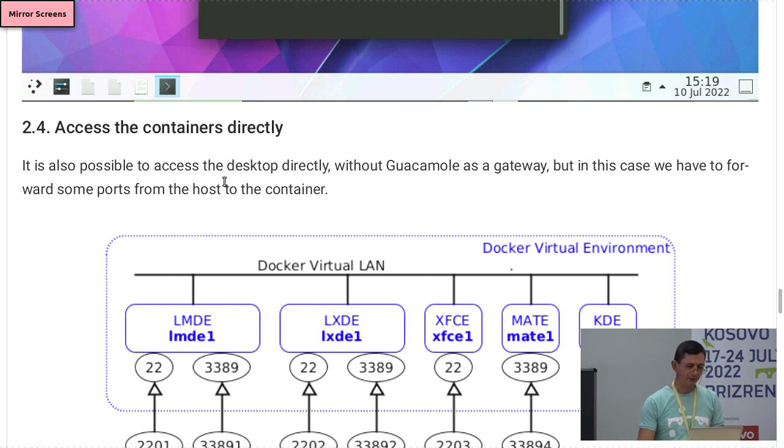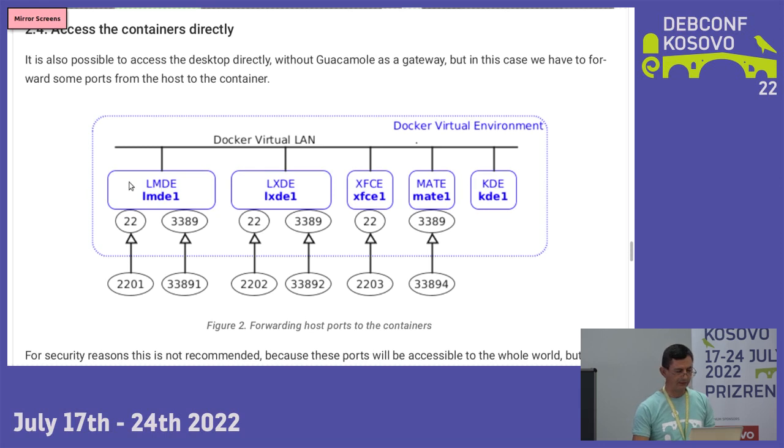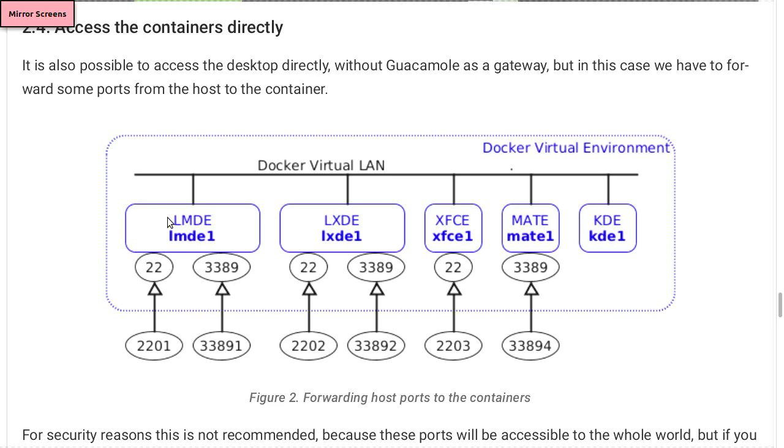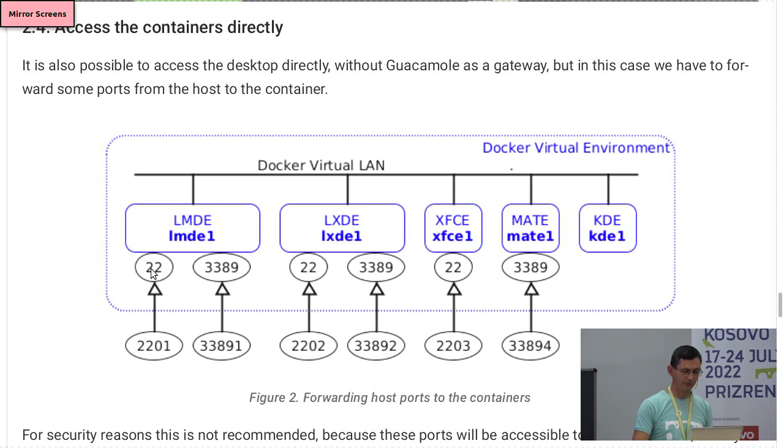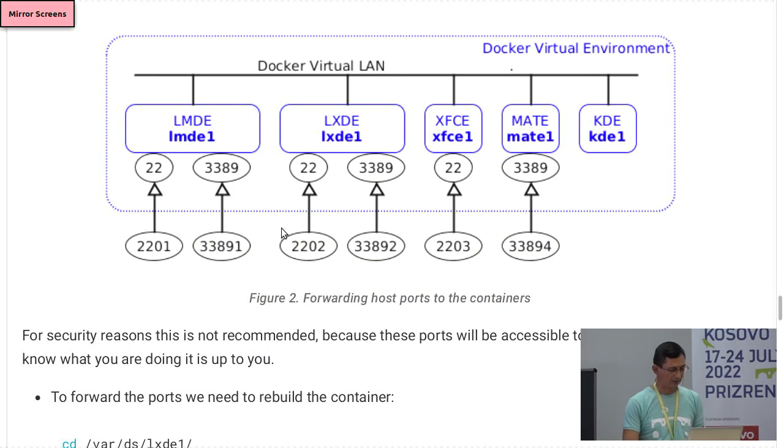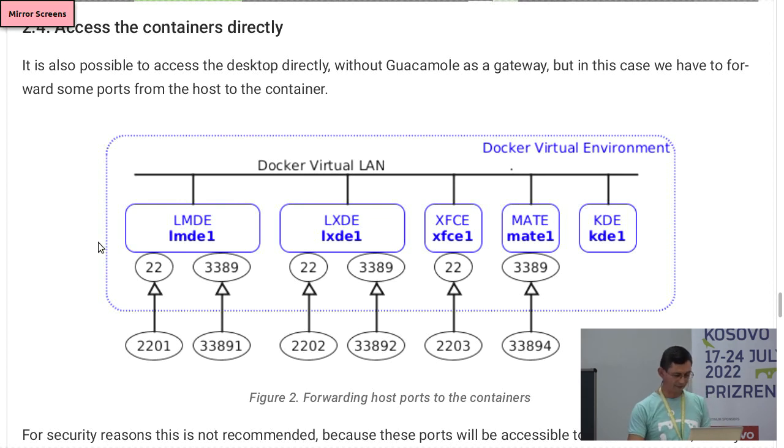Now, let's see how we can access the desktops of these containers directly without Guacamole. Because so far, we have accessed Guacamole, and with an RDP connection from Guacamole, we access the desktop of the container. If we don't have Guacamole as a gateway, we have to make these ports accessible, 22 and 3389. Port 22 is used by X2Go, so we can use an X2Go client to access the desktop. And 3389 is the port of the RDP protocol. So we have to forward some ports from the host to these ports on the container. And then we use an X2Go client and an RDP client to access the desktop.